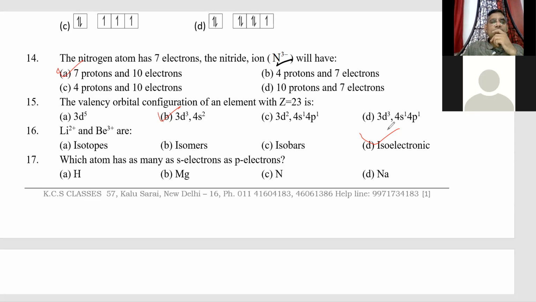The number of S and P electrons must be the same. In question number 17, they are asking you to tell the name of the atom which has the same number of S electrons and P electrons.